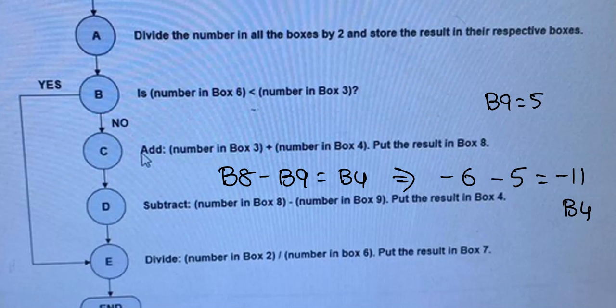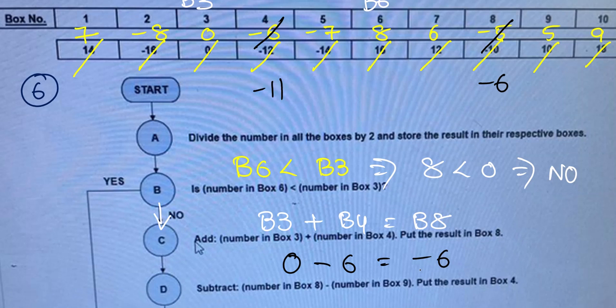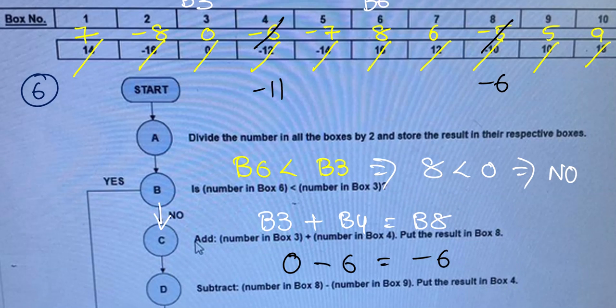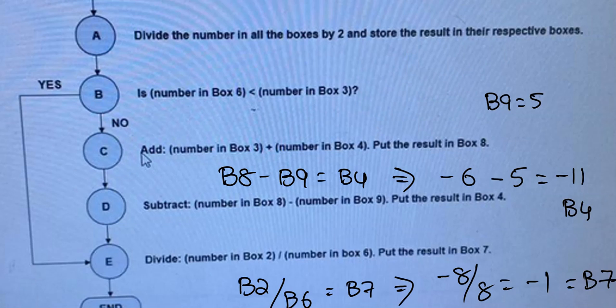Finally, box 2 should be divided by box 6, and the result put in box 7. Box 2 is minus 8. Box 6 is plus 8. The result is minus 1, and it should be in box 7. Guys, box 2 is storing minus 8, box 6 is storing 8, and the result should be updated in box 7. Box 7 is updated to minus 1. This is box 7, this is box 8. Okay, this is how the entire flowchart is completed.